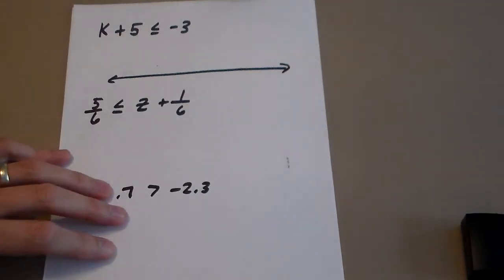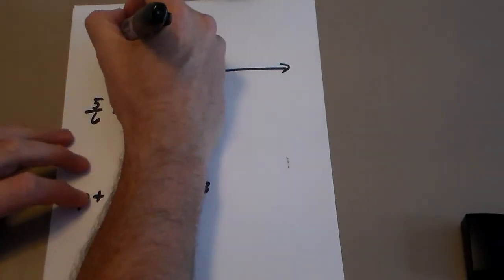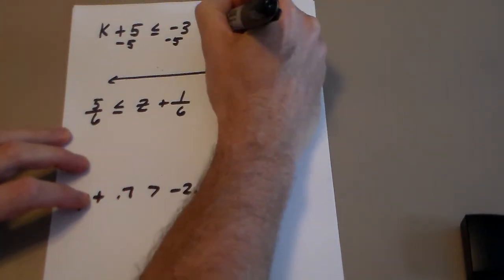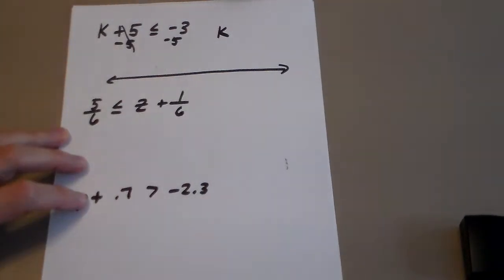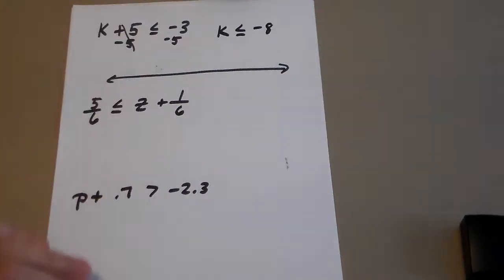All right, so we gotta solve it first. I gotta get rid of that plus 5. How do I get rid of the plus 5? Well, I've got to subtract 5 and subtract 5. So I'm gonna get k. This side cancels, is less than or equal to a negative 8.